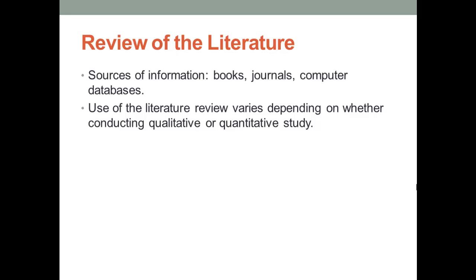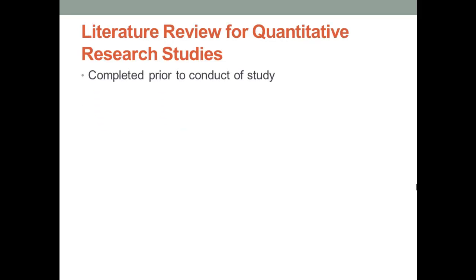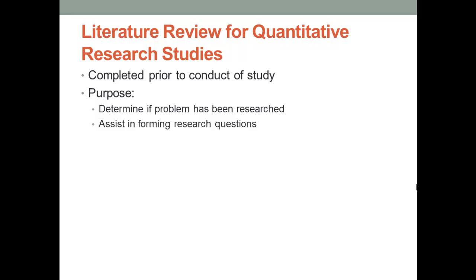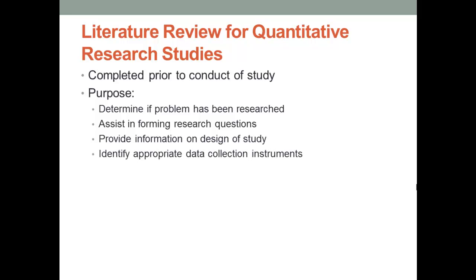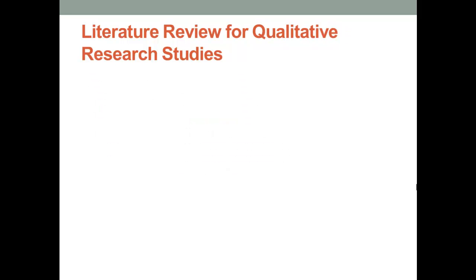A literature review can take a different form in qualitative and quantitative research. In quantitative research, the researcher directly builds on past research. Therefore, review of prior research must be done before conducting the study. In quantitative research, the literature review will help you to see if your research problem has already been done, assist in forming research questions, provide information on study design, show you data collection instruments that have been used, and show theoretical and methodological issues that have arisen in past studies.